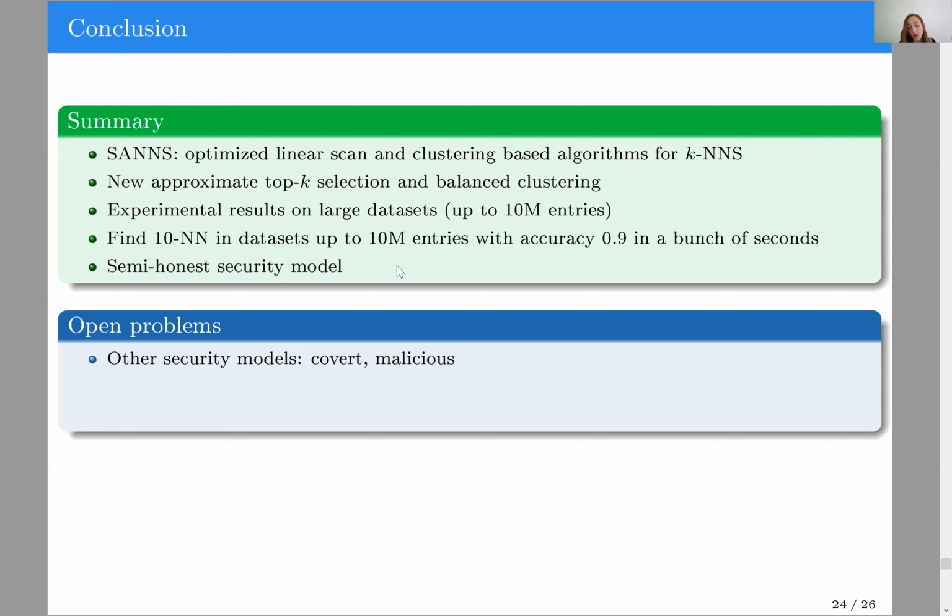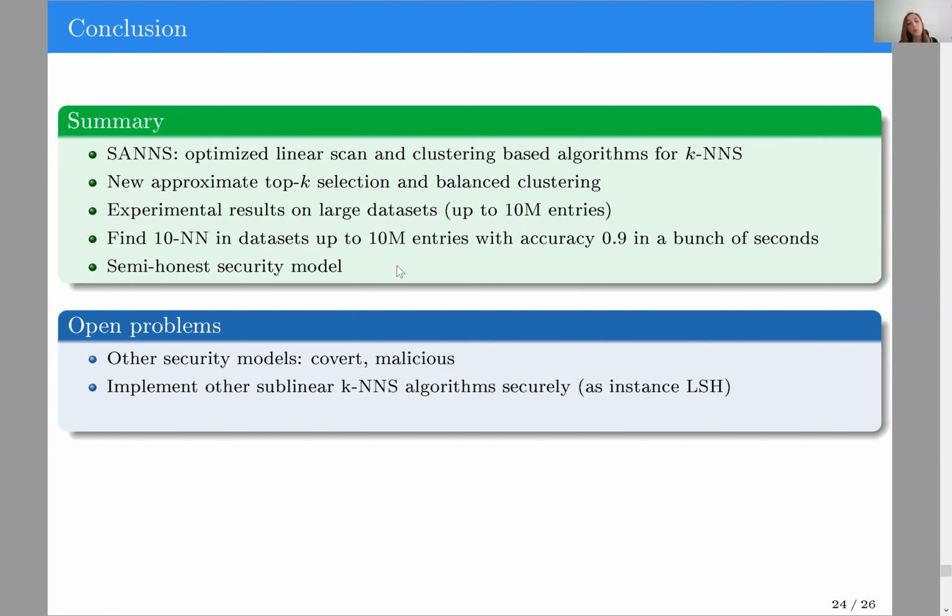The first open problem is, of course, to try to extend our construction to other security models, such as the covert model or the malicious setting. As I said at the beginning, there was a construction doing k-nearest neighbor in the malicious setting, analyzing data sets up to 50,000 entries, and the response was given in a few hours. So it will be nice to see how SANNS behaves in a malicious setting. Of course, we expect an important slowdown, but it will be nice to see how much this slowdown is.